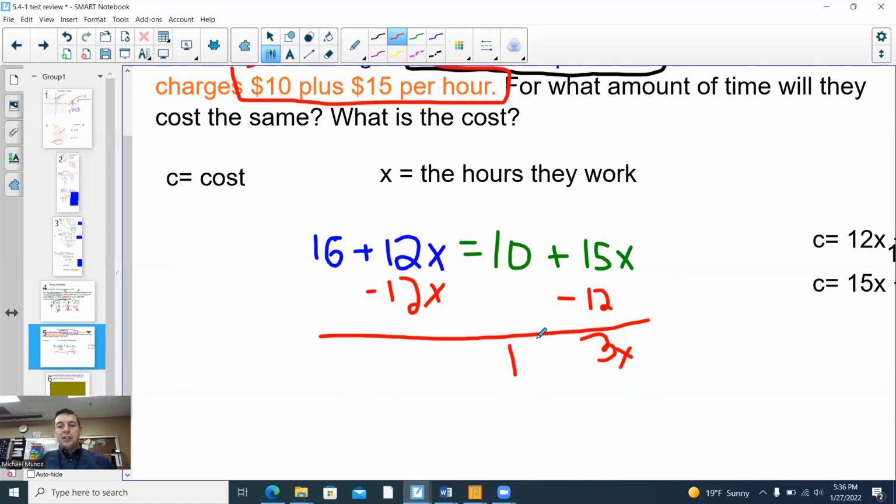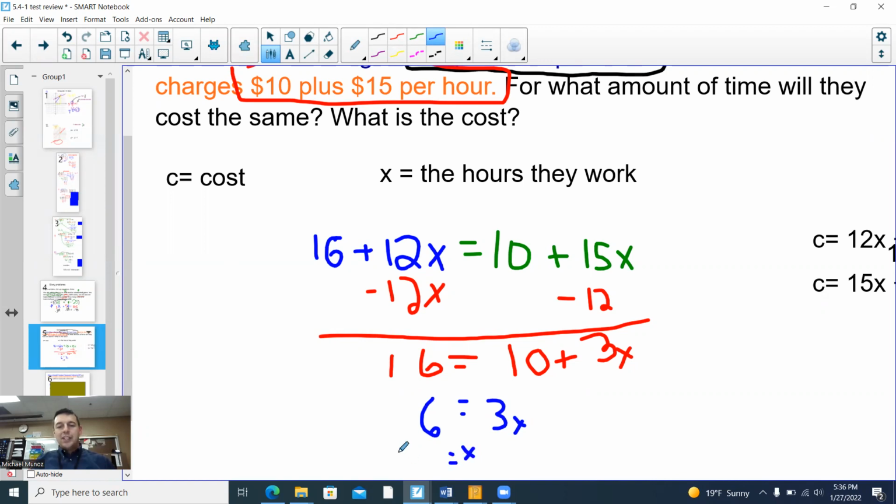I'm going to bring everything down. It's a positive 3x, so I'll put a plus sign here. I'll bring down my 10 and my 16. Then I can't have this 10 here, because I want 3x to be alone. So I'll minus 10 on both sides. If I minus 10, this will go away. I'll take 16 minus 10 is 6 equals 3x. And finally, I'll divide by 3 and x will equal 2.